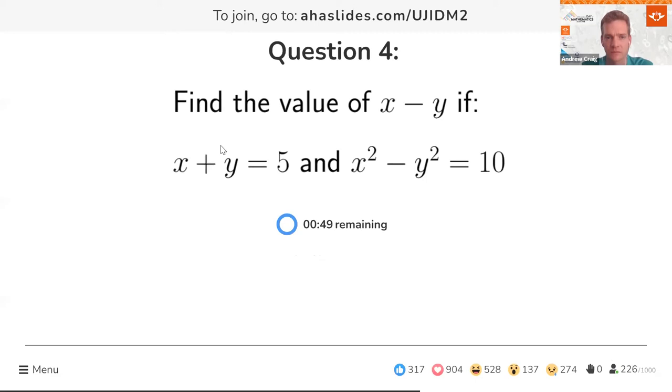So we are told that x plus y is equal to 5, and x squared minus y squared is equal to 10. And you are asked to find the value of x minus y. So a little bit of algebra here. 15 seconds to go.